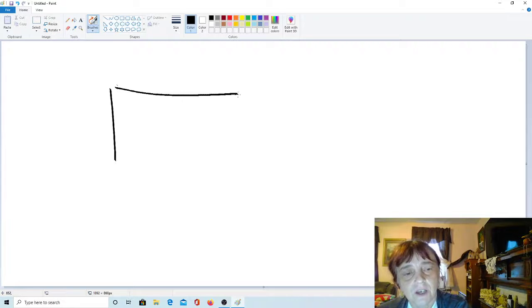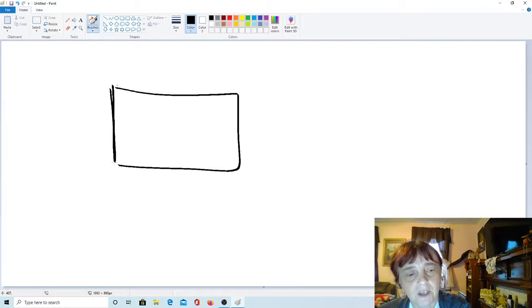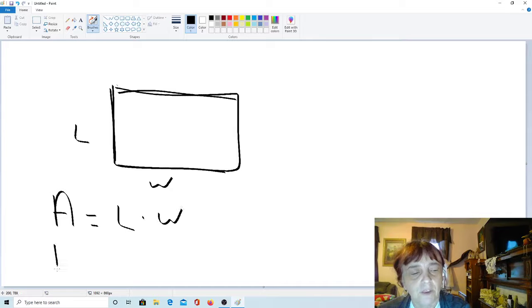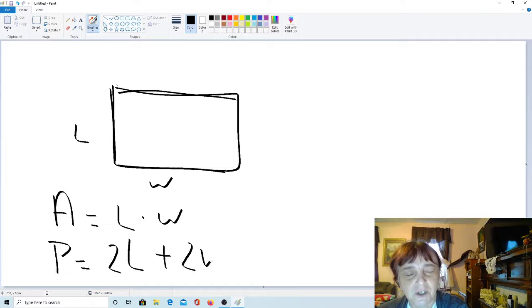Okay, so this is a rectangle. Here's the length and here's the width. The area of a rectangle is the length times the width. The perimeter of a rectangle is 2 times the length plus 2 times the width.